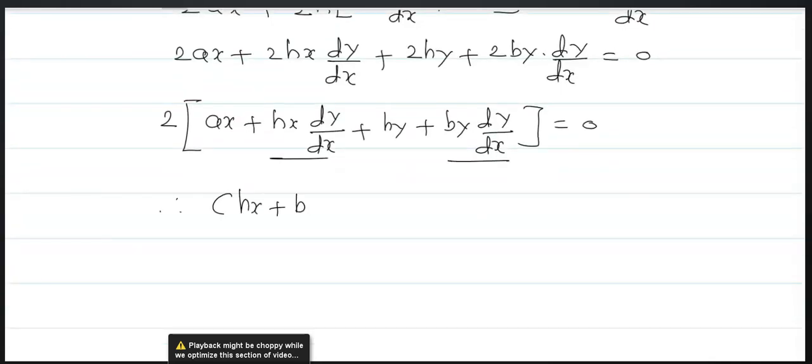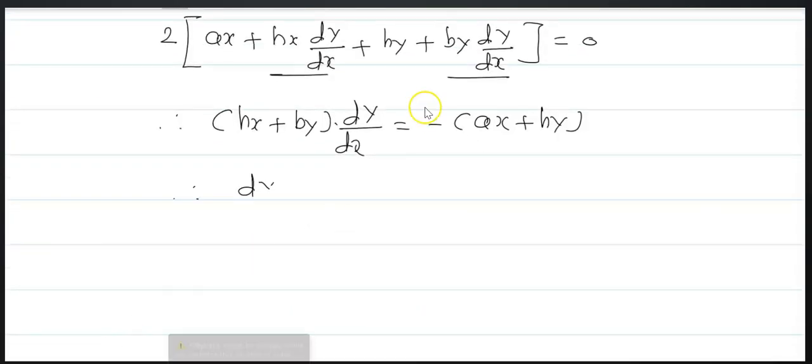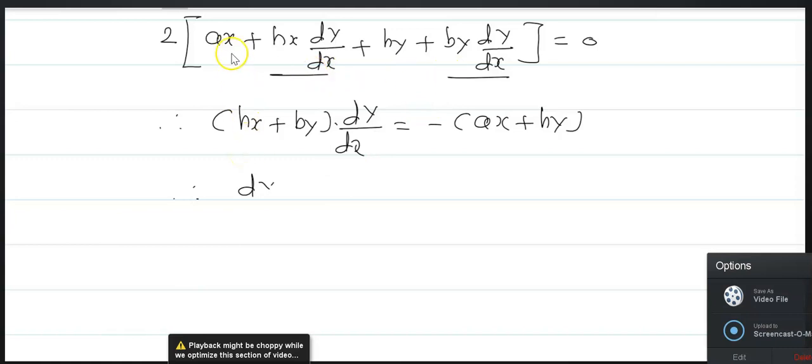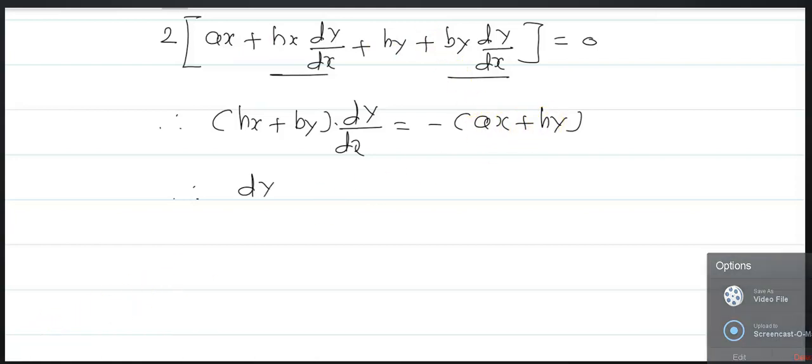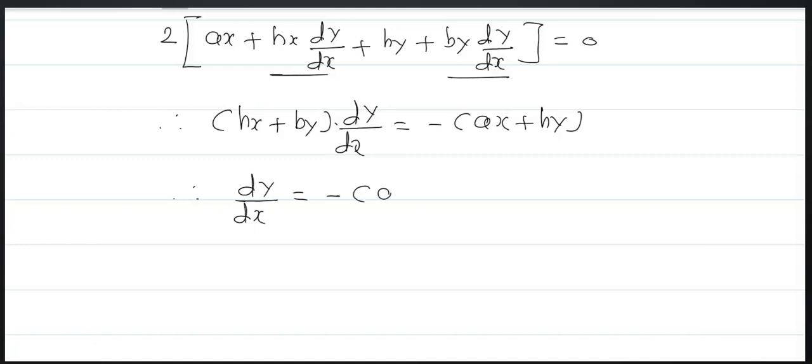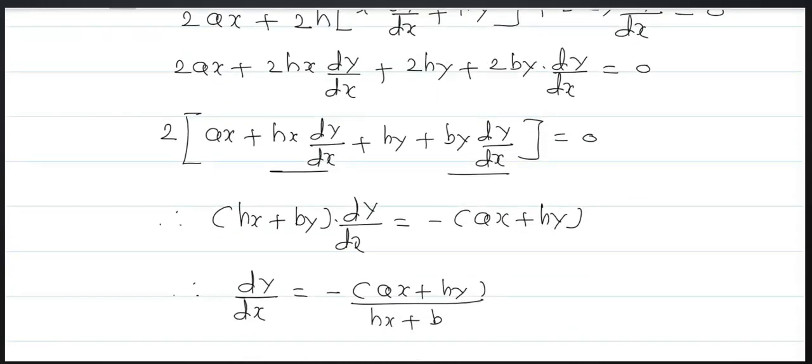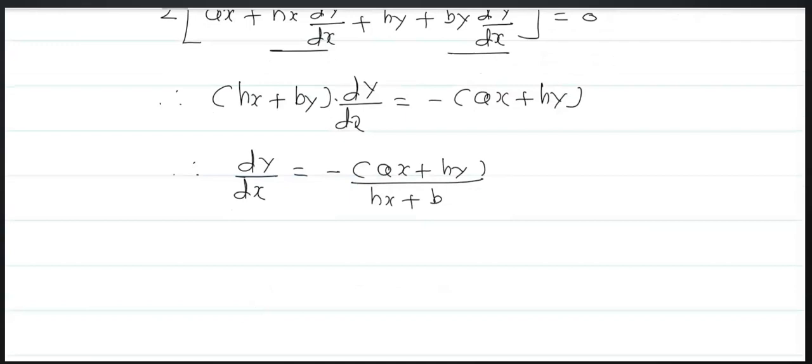Again, take (hx + by) into dy/dx equals minus (ax + hy). These two terms are here, and other than dy/dx, which are ax plus hy, on this side. Therefore, you will get dy/dx equals minus (ax + hy) upon (hx + by).